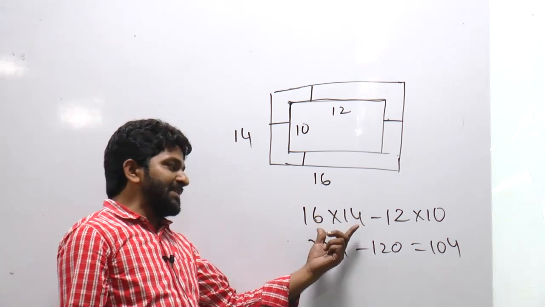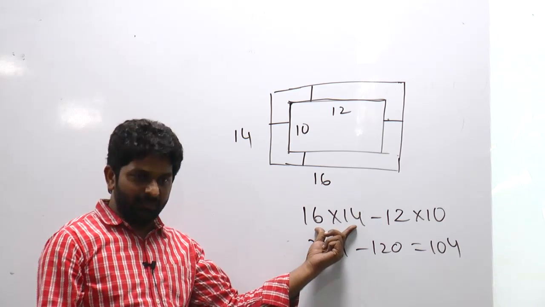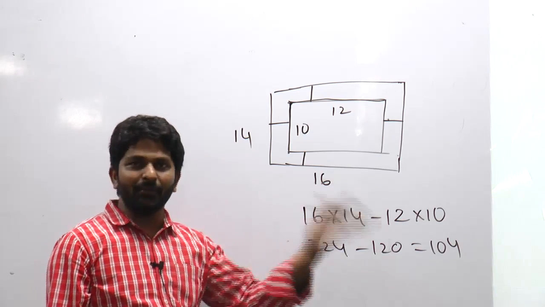So, when you have a product of consecutive even numbers or consecutive odd numbers, the answer will be the middle number square minus 1.